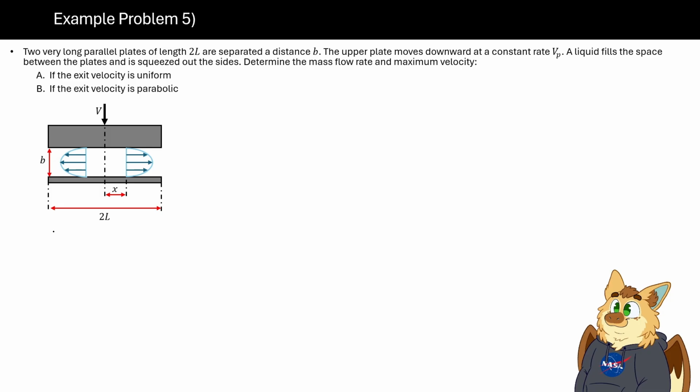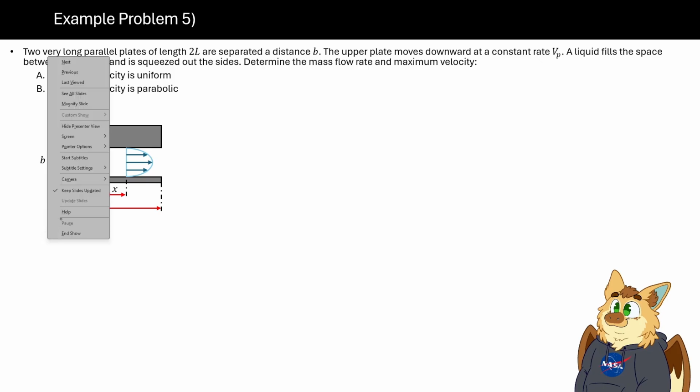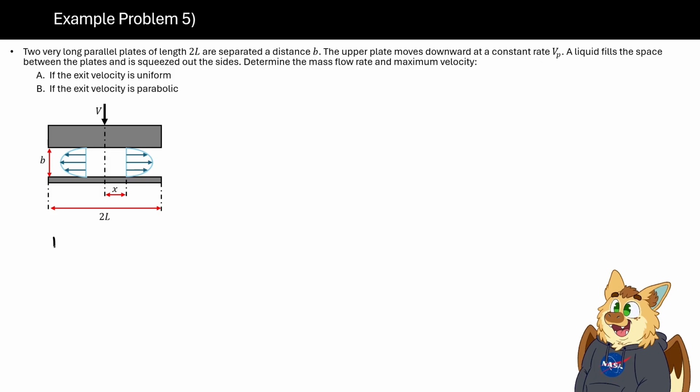Okay, so first step, always write out your assumptions. Okay, so assumption number one, let's look for the first hint. It says we have a liquid here, so we can once again assume incompressible flow.